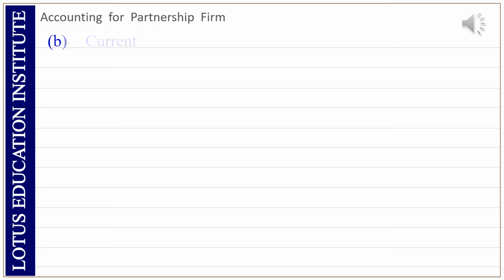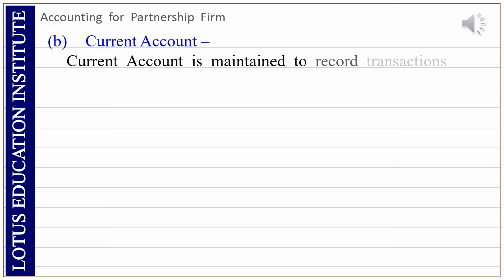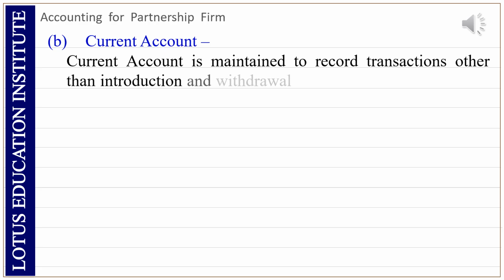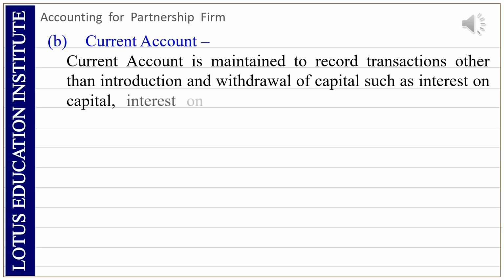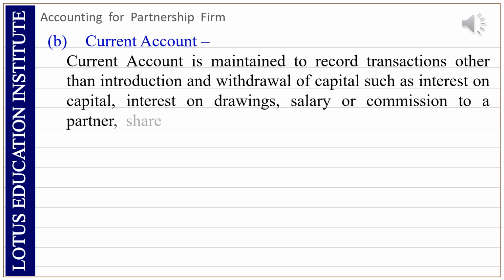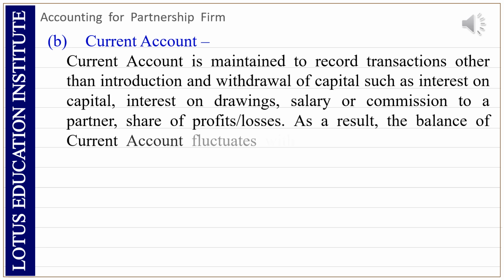B. Current account. Current account is maintained to record transactions other than introduction and withdrawal of capital, such as interest on capital, interest on drawings, salary or commission to a partner, share of profits or losses. As a result, the balance of current account fluctuates with every transaction with the partner.